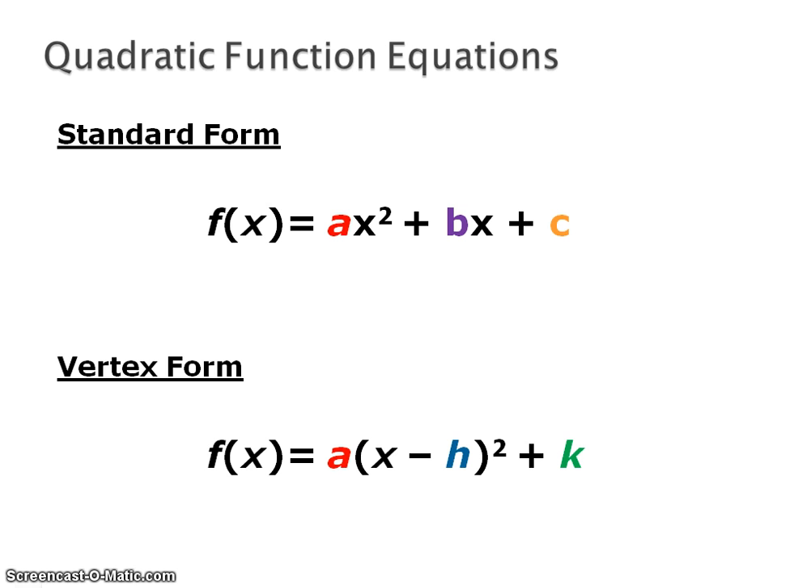Now, linear equations have several forms: the slope-intercept form, the point-slope form, the standard form. Likewise, quadratic functions have two forms that we're going to study here. We're going to study the standard form and the vertex form. The standard form is f of x is equal to ax squared plus bx plus c. The vertex form is f of x is equal to a times x minus h squared plus k. Pause now and write down these two forms and make sure you label the standard form and the vertex form.